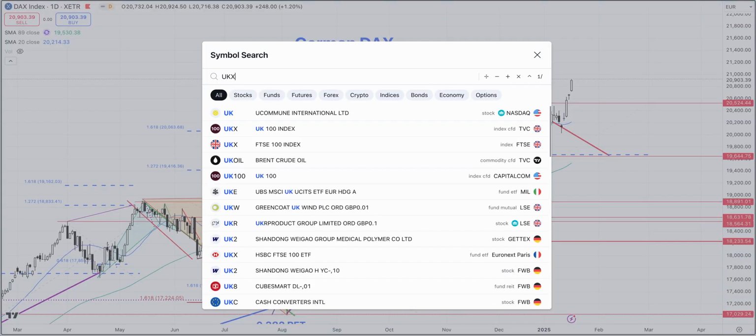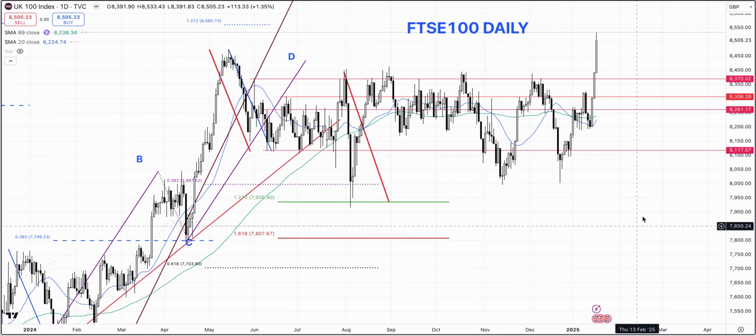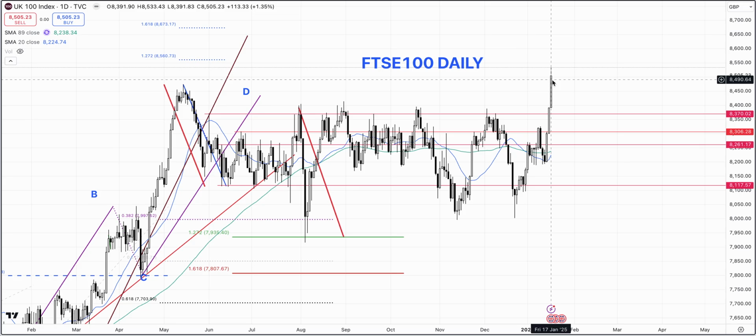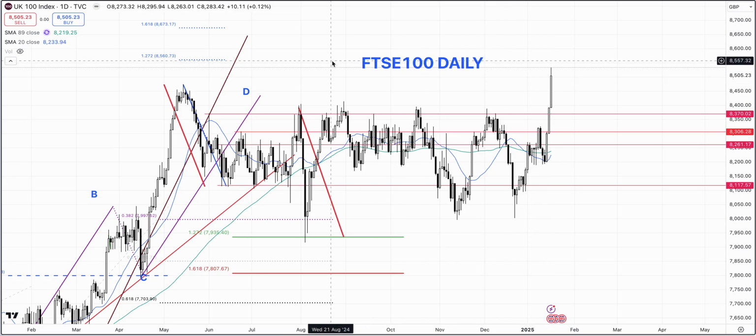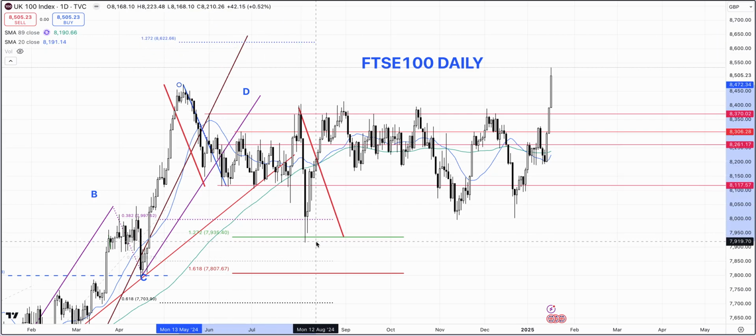And then if we take a look at the FTSE 100, wow, we had a very nice close, went above the range. So again, the European markets seem to be on a strong footing. We had come up with some targets long before, but they need to be revised because the range expanded.